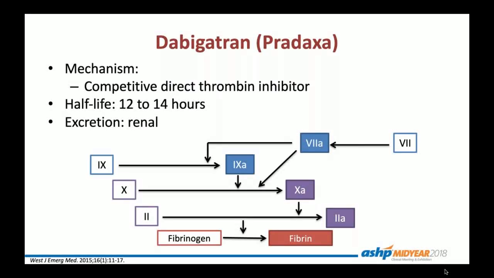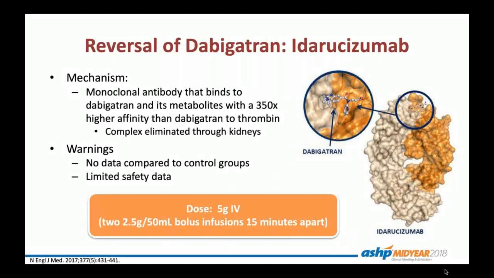The next agent I'd like to talk about is dabigatran, or Pradaxa. This agent inhibits thrombin, so factor 2A, and it's important to note that excretion is renal. If we inhibit 2A, we stop fibrinogen converting to fibrin, and therefore we get our anticoagulant effect. However, when a patient bleeds on dabigatran, we have a reversal agent called idarucizumab. This is a monoclonal antibody that binds to dabigatran, and then both the antibody and dabigatran get excreted through the kidneys. The dose is 5 grams IV times 1, and it comes in 2 different boxes, so 2.5 grams, 15 minutes apart.